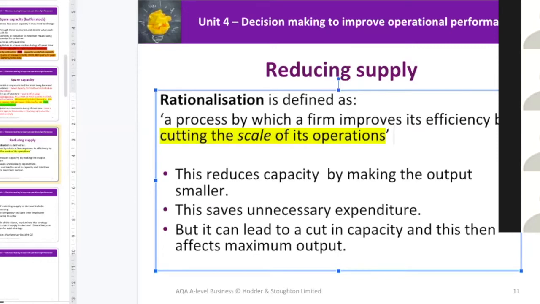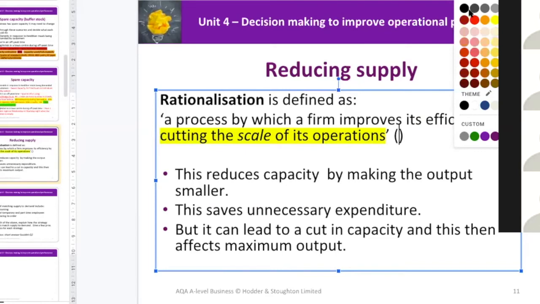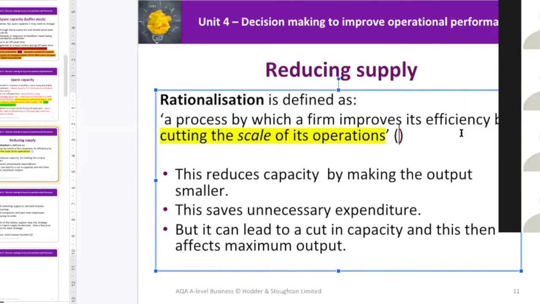Can you think of another word just to describe rationalization in a simple word? Can I use this one? Yeah, this one is easier for you guys to remember, I think. Downsize.